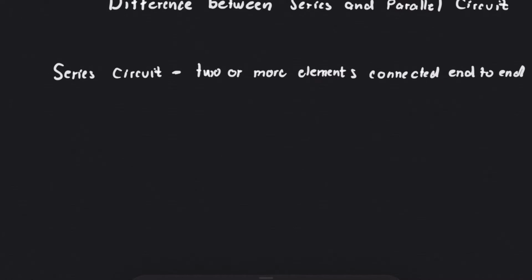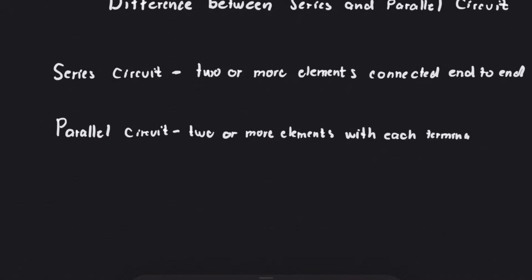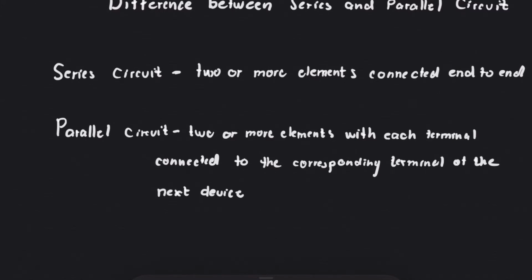Let us define the difference between series and parallel circuits. A series circuit is two or more elements connected end to end such that the same current passes through each element. A parallel circuit is two or more elements with each terminal connected to the corresponding terminal of the next device so that the same voltage appears across each element. So in conclusion, in series, the current is the same, while in parallel, the voltage is the same.